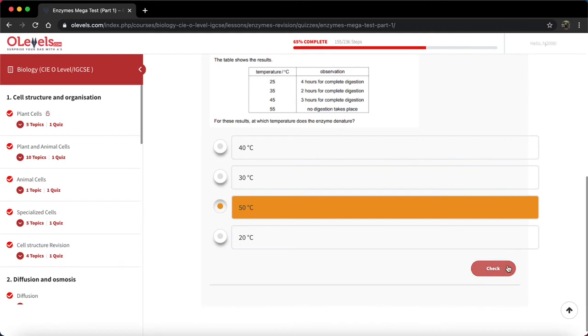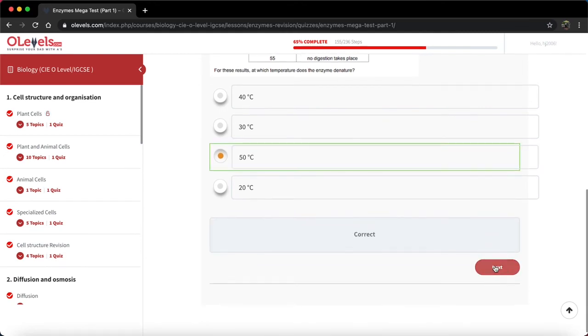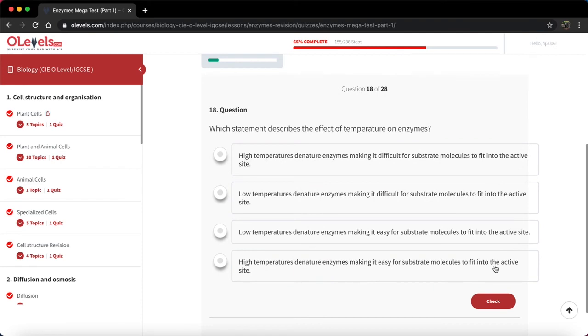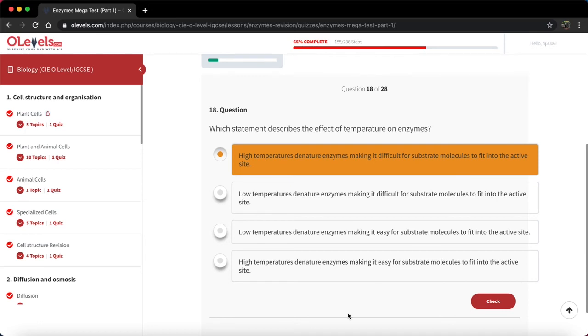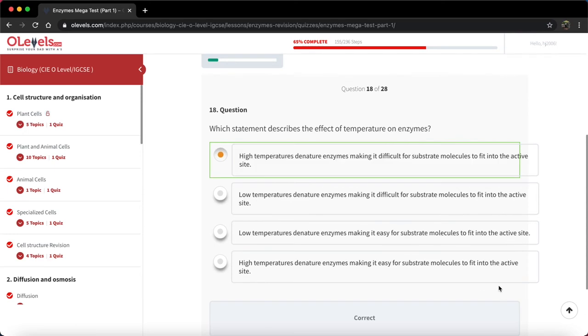Check it. That's right. Next. Which statement describes the effect of temperature on enzymes? High temperatures denature enzymes, making it difficult for substrate molecules to fit into active sites. That's right. The other option says high temperatures denature enzymes, making them easy substrate. No. Let's check it. That's right.